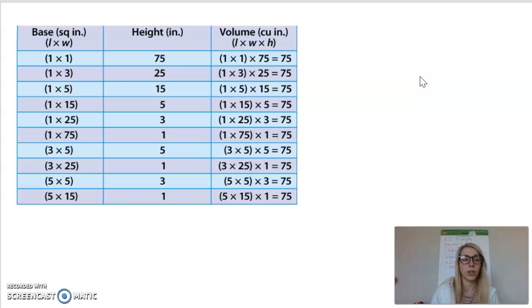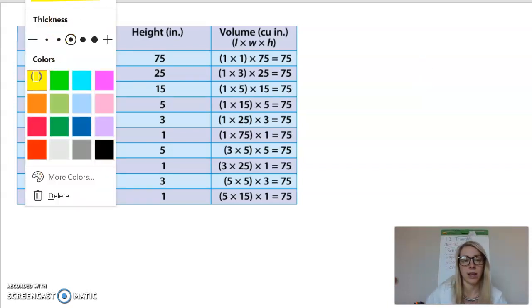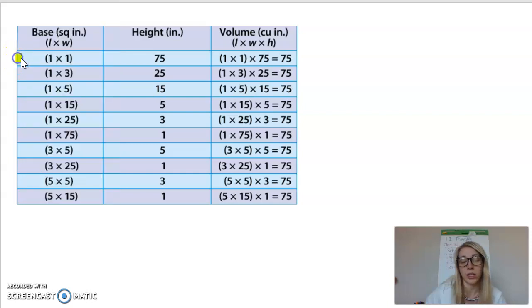So with this question, we're trying to figure out as many different possible ways that we can get to the volume of 75 using base and height. So our base is our length times our width, and our height is whatever that is going to be. So we have to start with using factors of 75. So we all know that 1 is a factor of 75, so we have to start at the very beginning and working to the top.